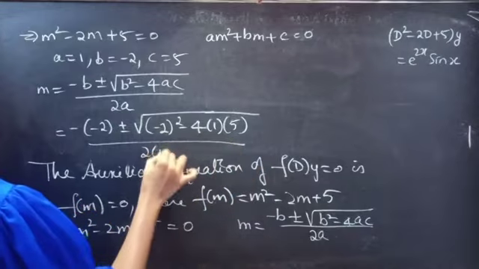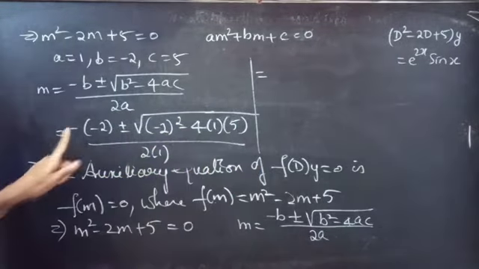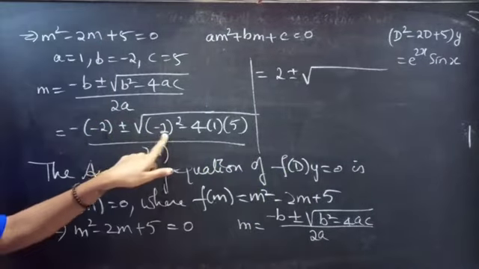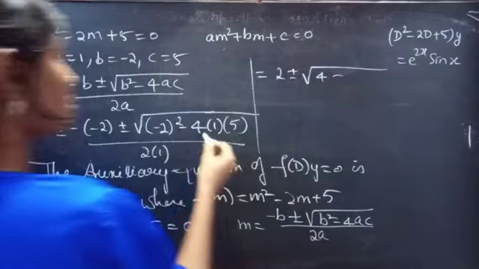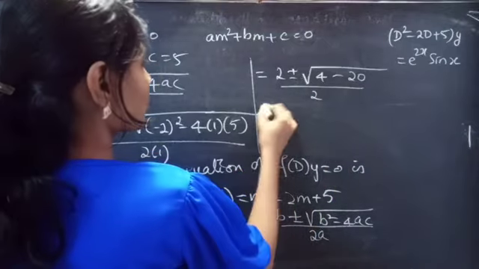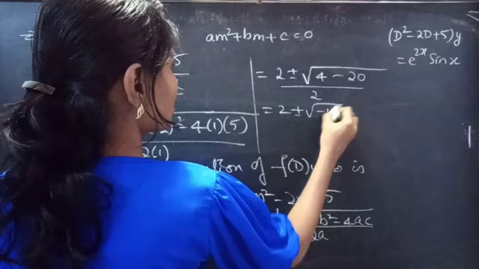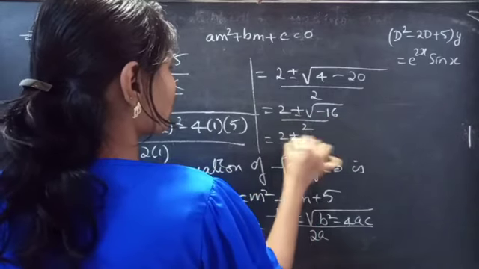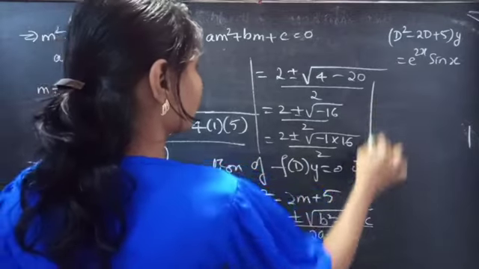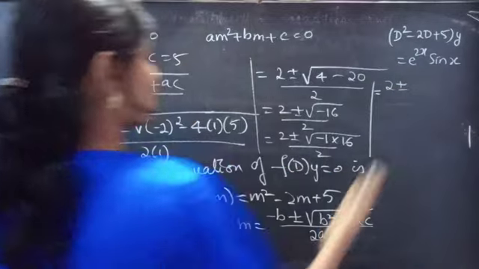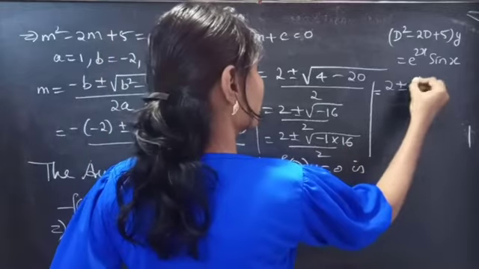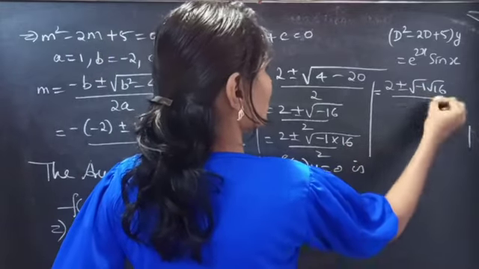which equals (2 ± √(4 − 4·5)) / (2·1), since (−2)² is 4 and 4 fives are 20. Which equals (2 ± √(−16)) / 2. This equals 2 ± ... we can split −16 as −1 times 16, over 2. Now split the square root of −1 times 16 as the square root of −1 times the square root of 16, over 2.